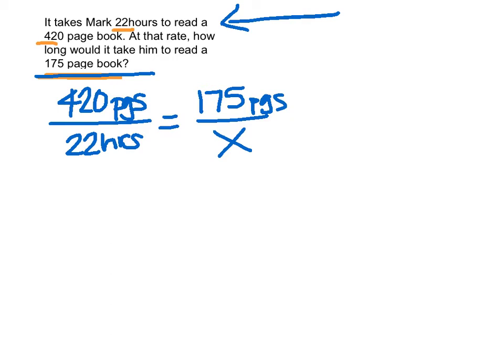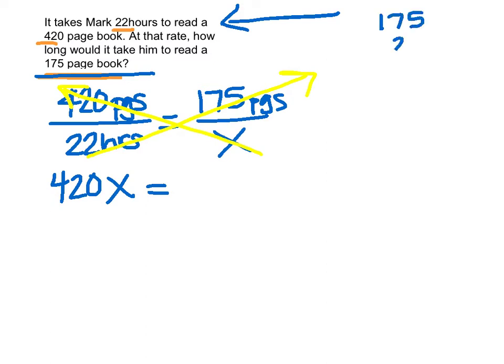Now I'm going to use my rules of cross products. I'm going to say x times 420 is, let's solve it here, 420x is equal to, and I want to do my cross products the other way, 22 times 175. Some of you might have a calculator. You can plug it in. I don't, so I'm going to do my long division. And remember, on your test, you're not going to have a calculator.